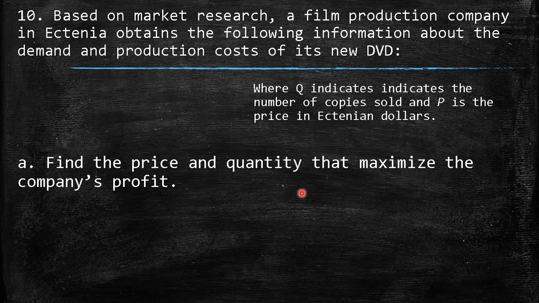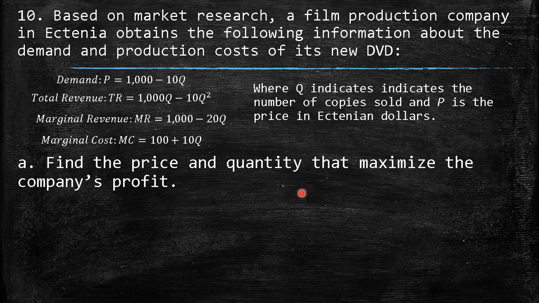Okay, then we have the next point. It says, based on market research, a film production company in Ectenia obtains the following information about the demand and production cost of its new DVD. So here is the demand, here is the total revenue, here is the marginal revenue, and here is the marginal cost, where Q indicates the number of copies sold and P is the price in Ectenian dollars. Find the price and quantity that maximize the company's profit.